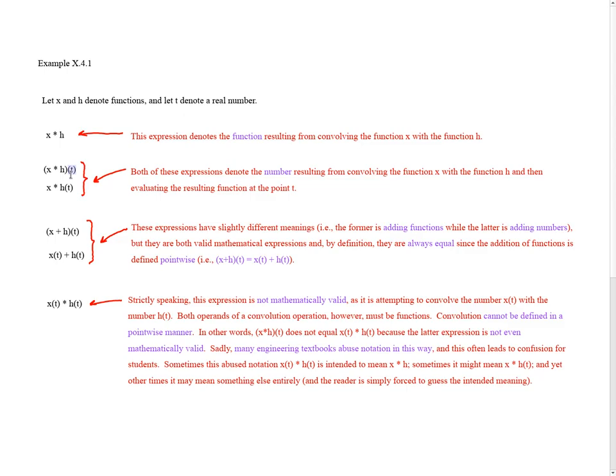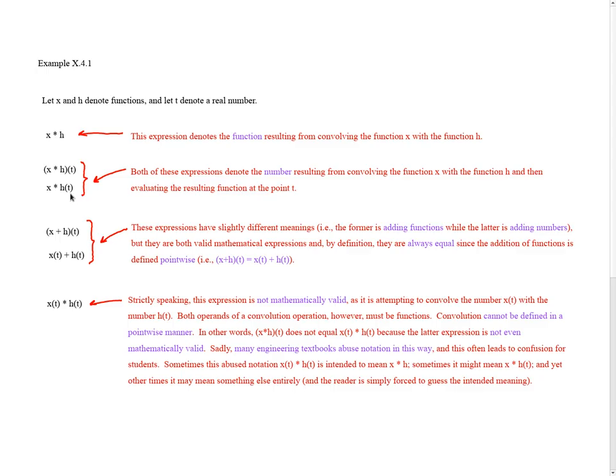So there's only two possible orders in which we could carry out these operations: convolution first followed by function evaluation second, or function evaluation first followed by convolution second. But of these two orders, only one of them leads to an expression that makes sense. If we were to interpret this expression such that we first evaluate the function h at the point t and then convolve x with that result, this doesn't make sense, because then we would be convolving a function x with a number h of t.